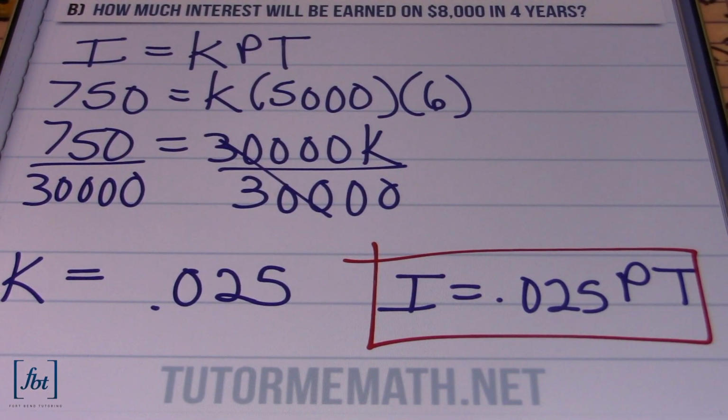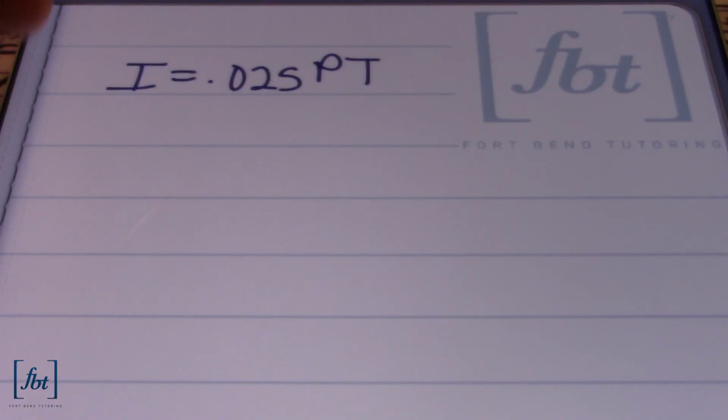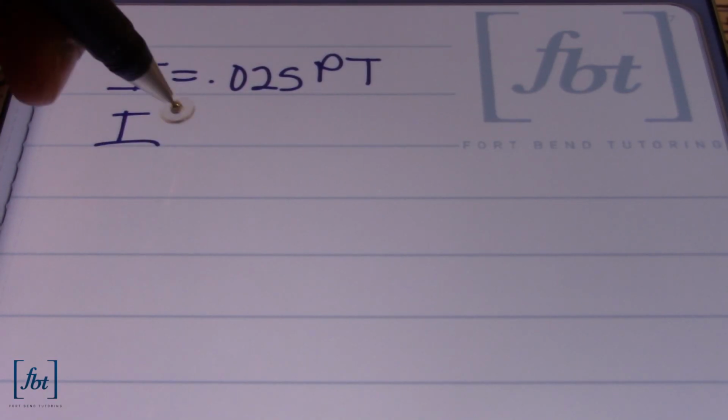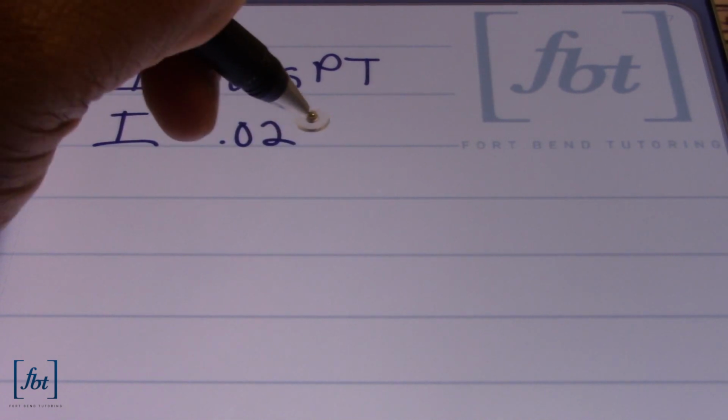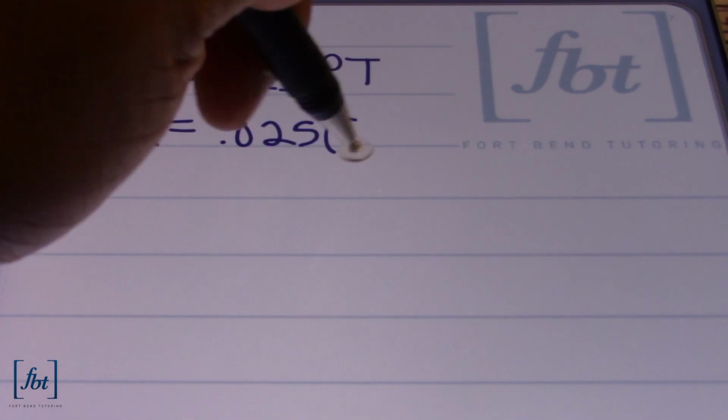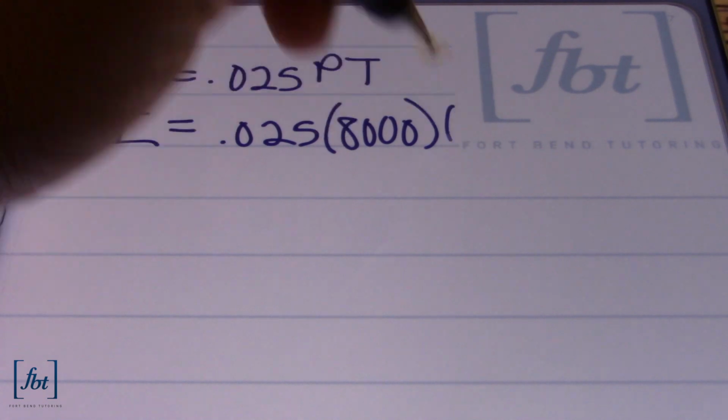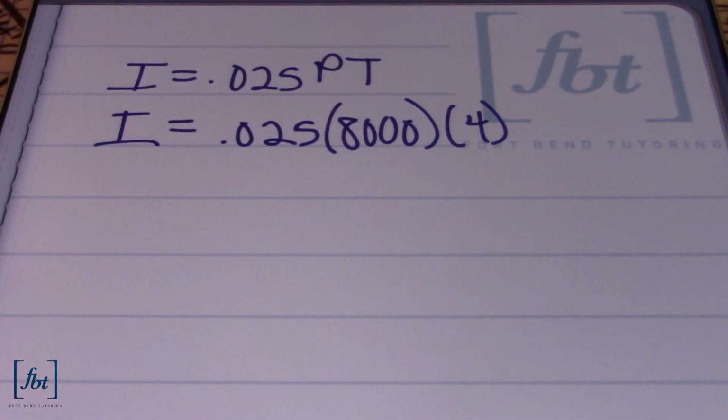From here, we're asked how much interest will be earned on $8,000 in 4 years. So let's use this variation equation to solve for it. Now that we have our variation equation, I know that I equals 25 thousandths. Our principal now is going to be $8,000, and the time is going to be 4 years. So here we have our setup thus far. So from here, all we need to do is simplify.